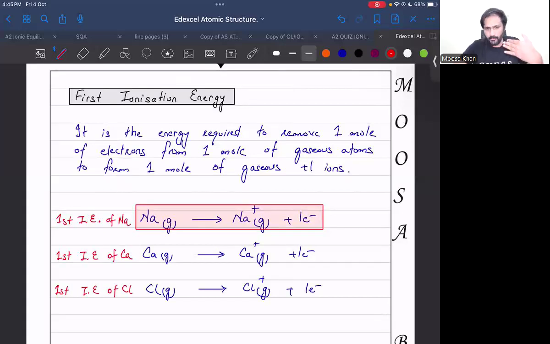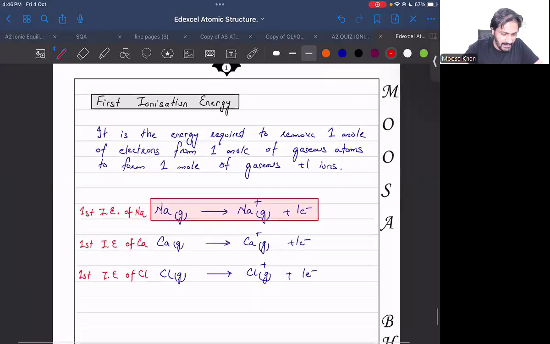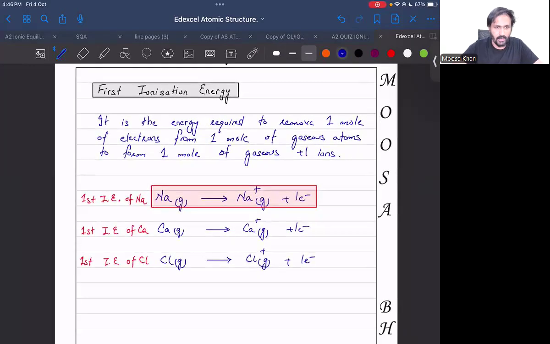Basically, this is a type of reaction, because we are writing it like a reaction equation. So it means this is a type of reaction where energy changes are involved. If I ask you whether the values of first ionization energy would be positive or negative, they always have to be positive, because you are supplying the energy to remove the electron. So can we say that the values of ionization energies are always endothermic?